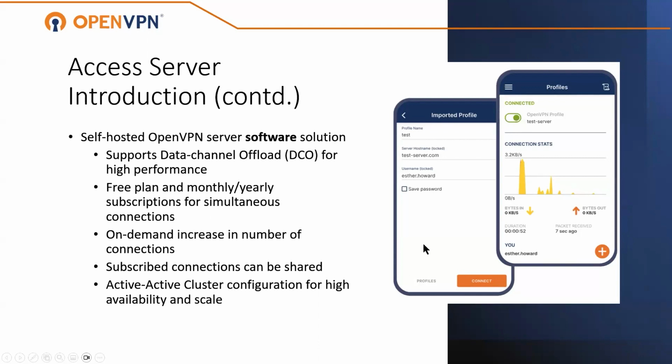Access Server can be configured to use DCO. OpenVPN DCO, or data channel offload, is a feature that greatly improves performance by offloading data channel or data packet traffic encryption and decryption to the kernel space.